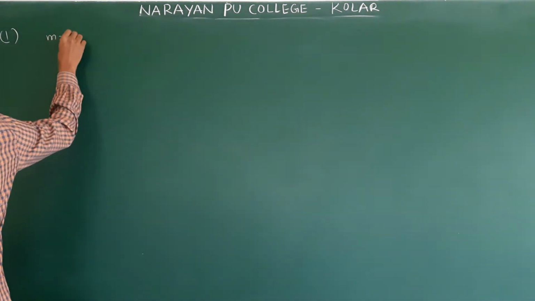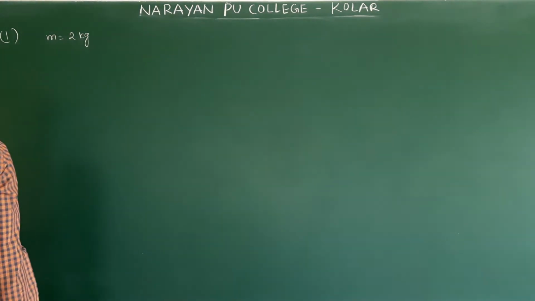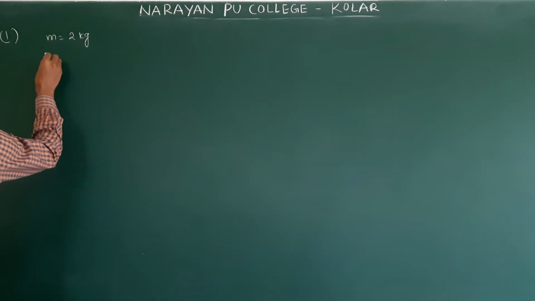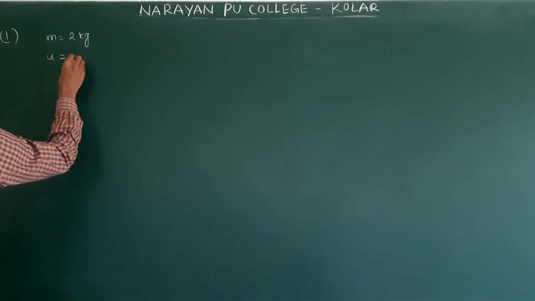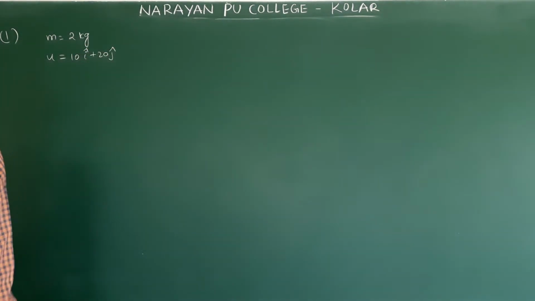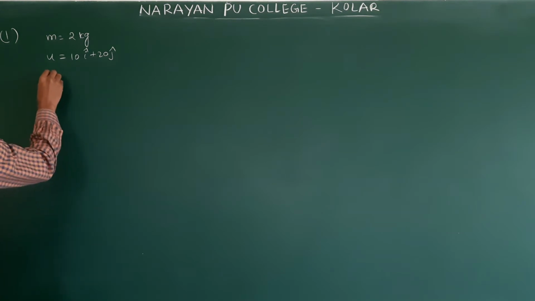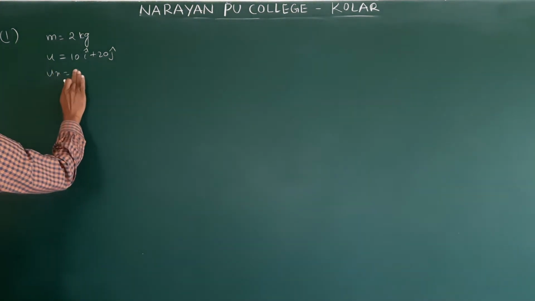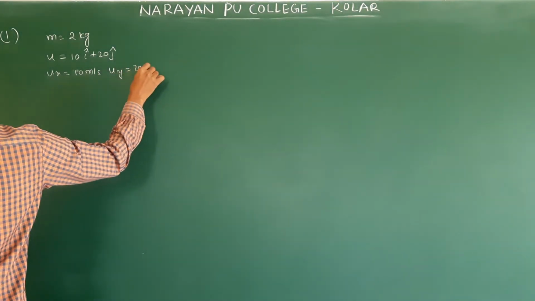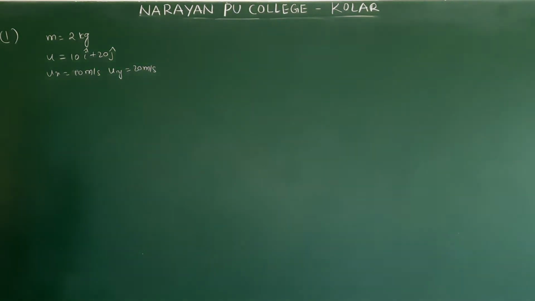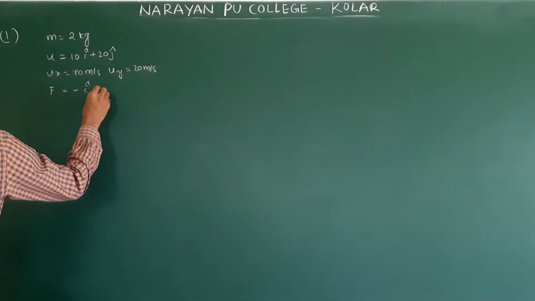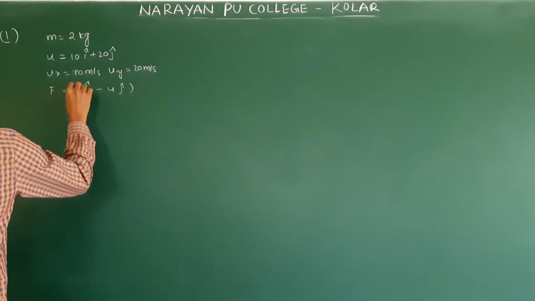Mass is equal to 2 kg. Initial velocity u is equal to 10 i cap plus 20 j cap. This means ux is equal to 10 meter per second, uy is equal to 20 meter per second. Force F is equal to minus i cap minus 4 j cap Newton.